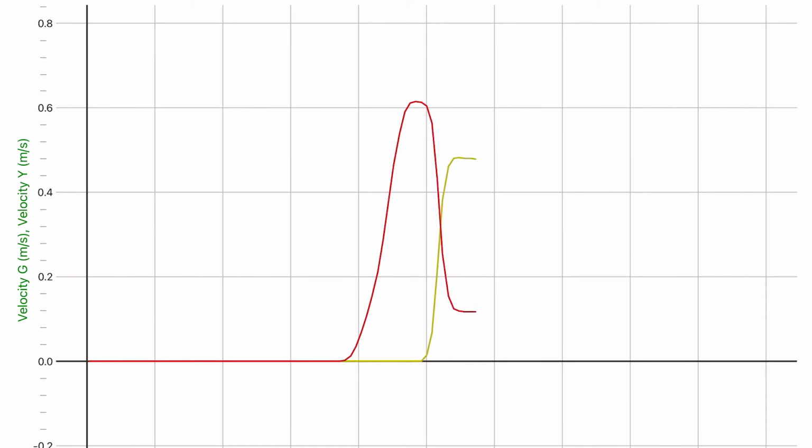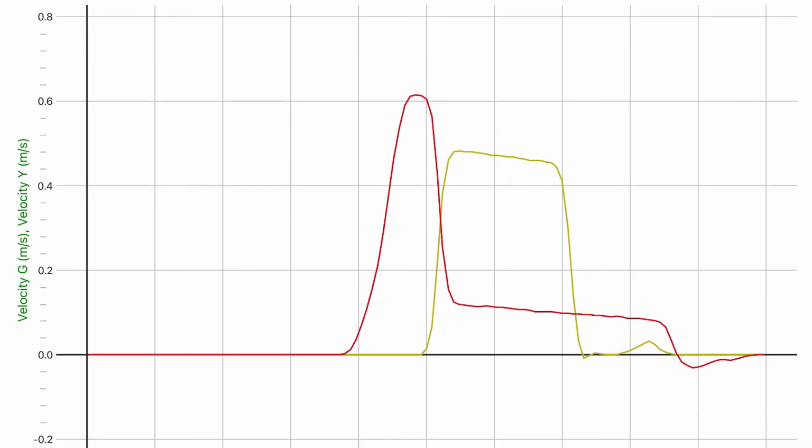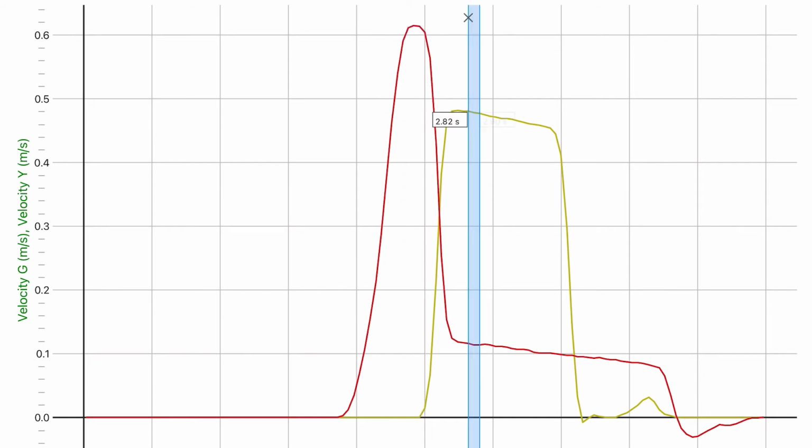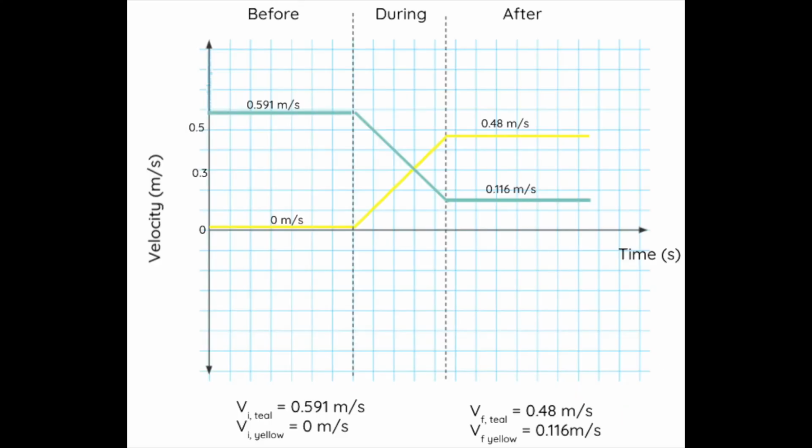Let's say we do a collision now where the two carts bounce apart. Now I would tap my finger over the initial velocities and record those. Tap my finger over the final velocities and record those in order to make our graph. Notice I graphed the velocity versus time for each section based on what I've figured before and after.